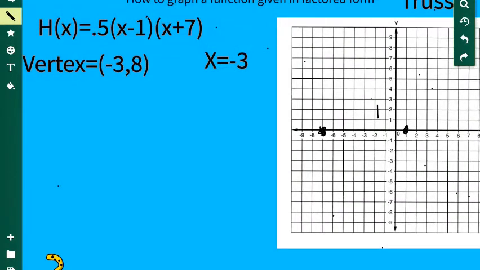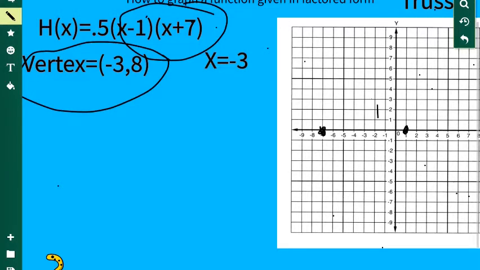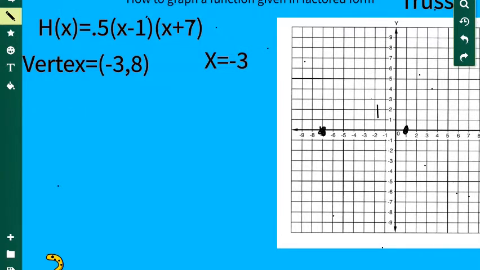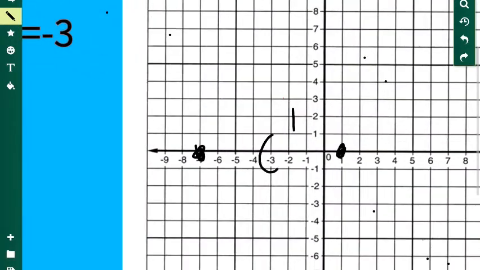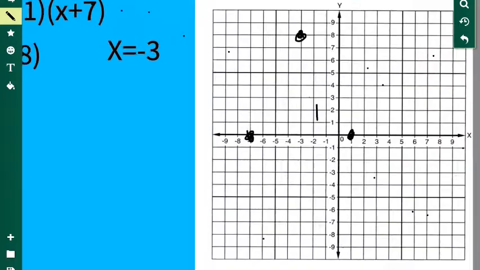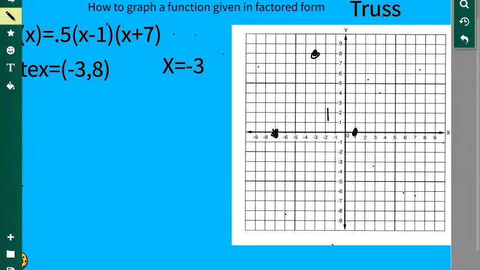So now we're going to graph our vertex. Now the vertex is the average between the two intercepts. And we know our two intercepts were 1 and -7. So now we're going to graph -3, 8. So let's go to our graph here. We have -3 right here. So we're going to go -3 and up to 8, which is right here. So that's our vertex, and that is in the middle of our two intercepts.